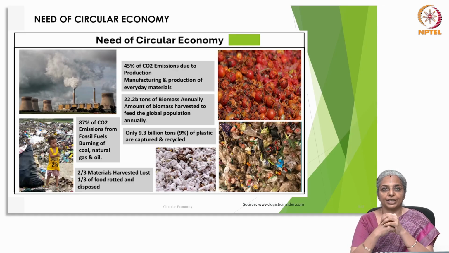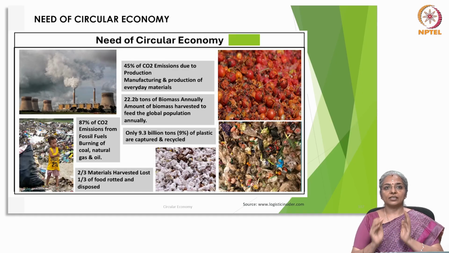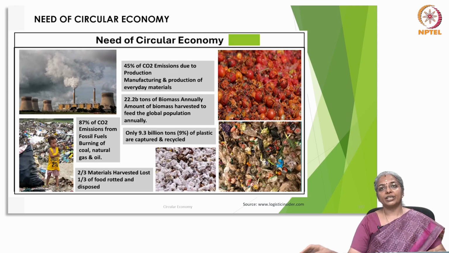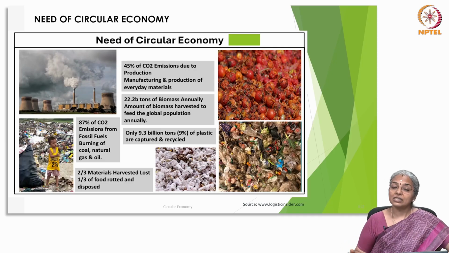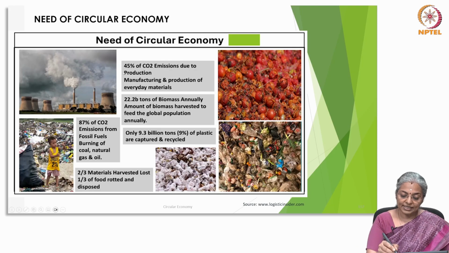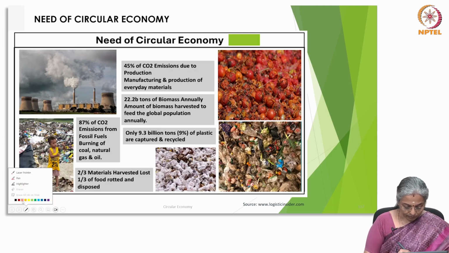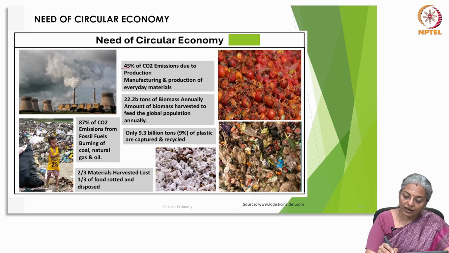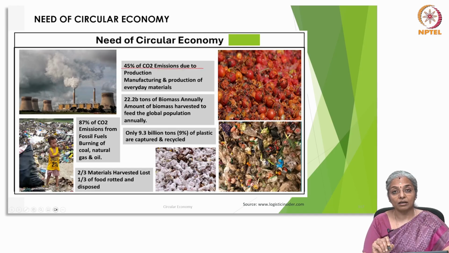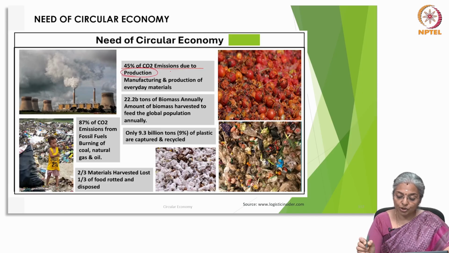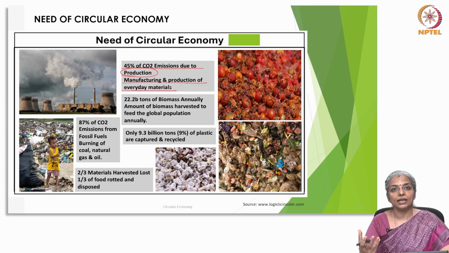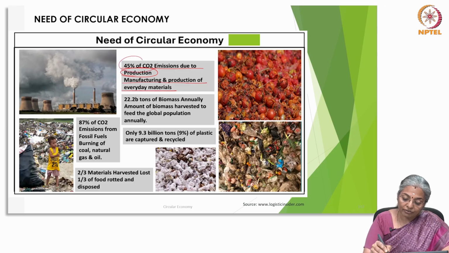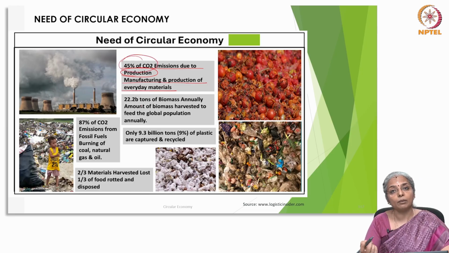If we break this down to numbers about how much damage we are causing to the environment because of our linear economic model, which is largely prevalent today, we can see that 45% of carbon dioxide emissions occurs at the production stage of most of the materials. Manufacturing and production of everyday materials is a large quantity and that is adding to 45% of CO2 emissions during the production stage.